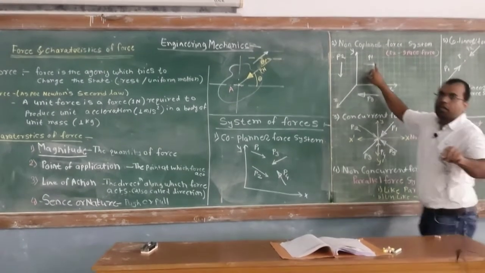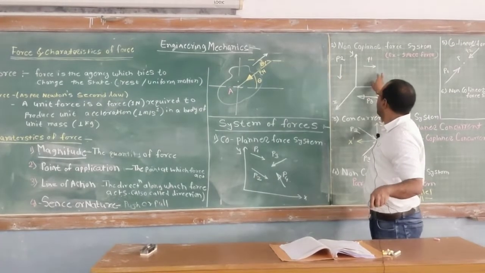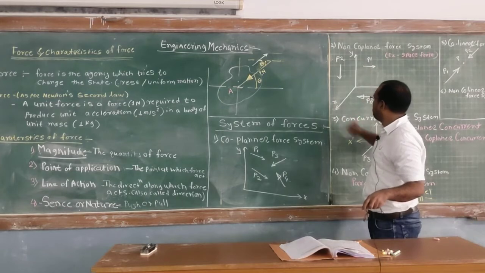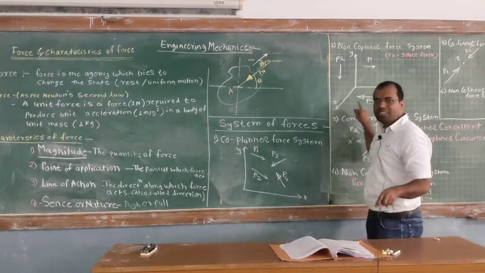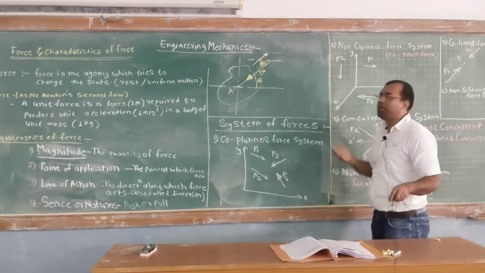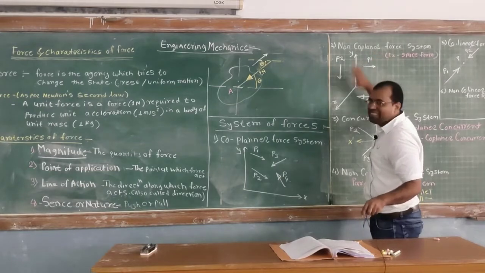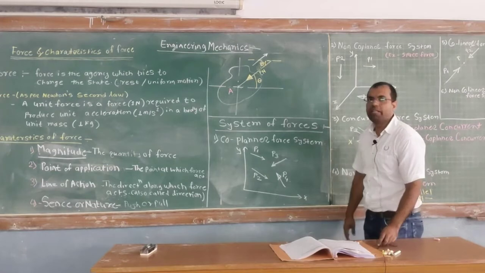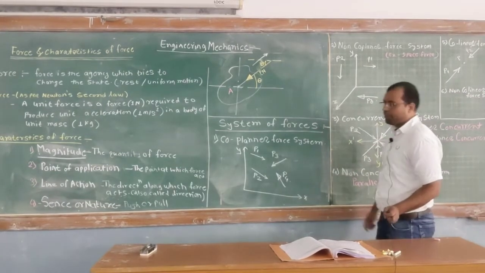This is the force P1, this force is P2, this force is P3. P1 lies in the xy plane, P2 lies in the yz plane, and P3 lies in the xz plane. So these are three forces which lie in different planes. Therefore, it is known as a non-coplanar force system. That is, they do not lie in a single plane, they lie in different planes. Therefore, it is non-coplanar.